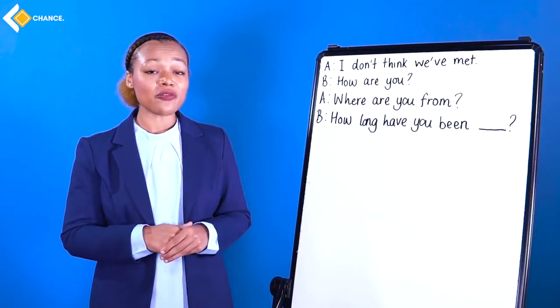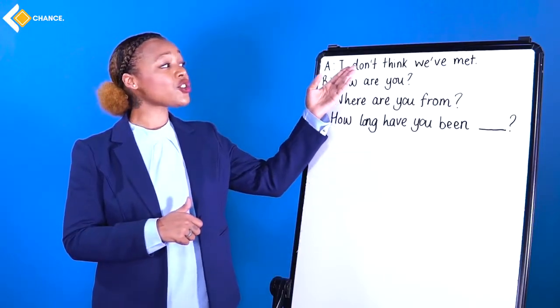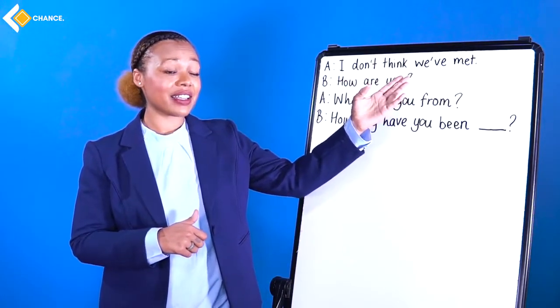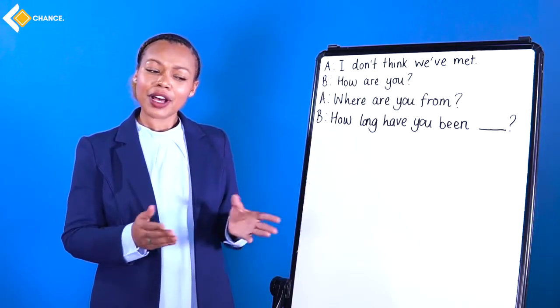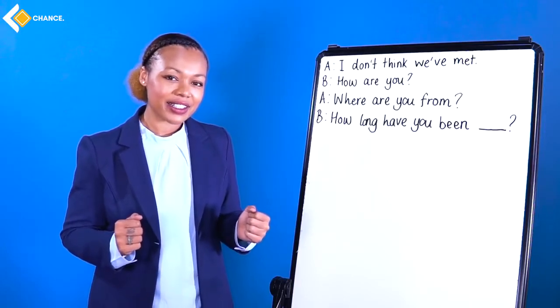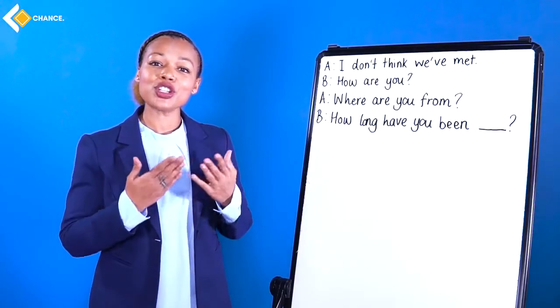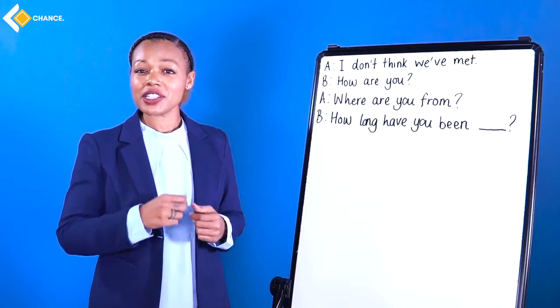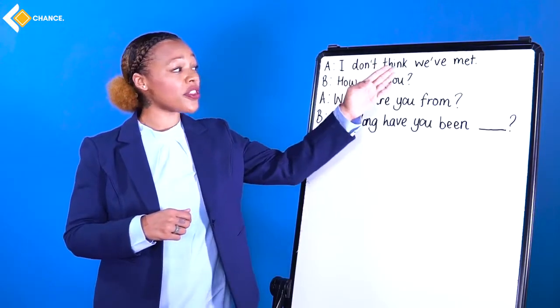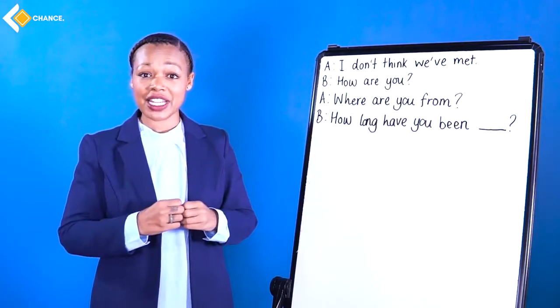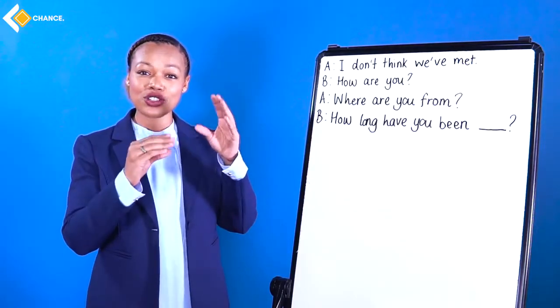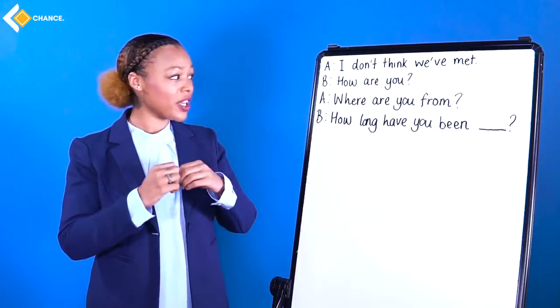So we can start off by saying, I don't think we've met. I don't think we've met. Nice to meet you. I'm Shona. What this is doing, by you saying, I don't think we've met, it means that you want to know who this person is and they will be ready to start small talking with you.